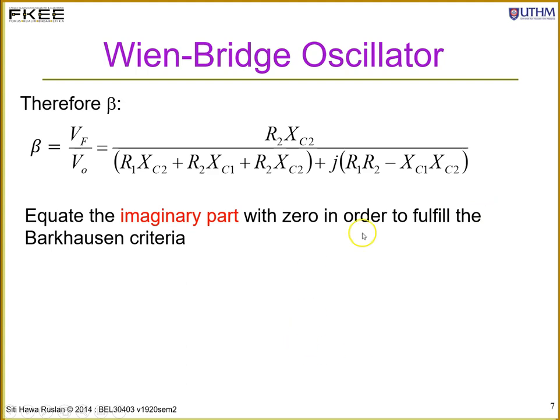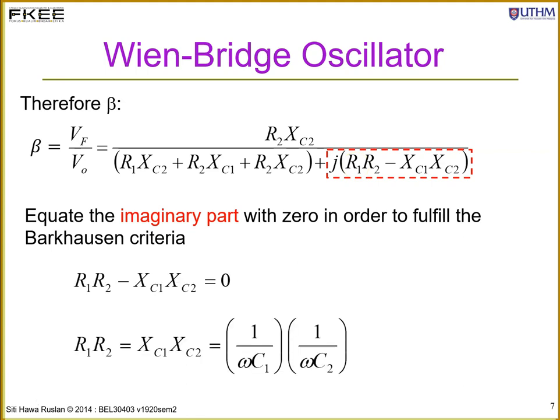And from this equation, the imaginary part, which is this part, must be equated to 0 in order to find the frequency of oscillation. Remember, the oscillator must satisfy the Barkhausen criteria. Okay, the imaginary part equals 0.